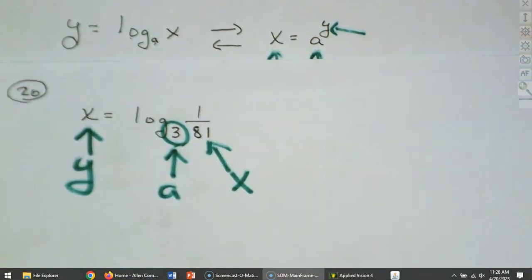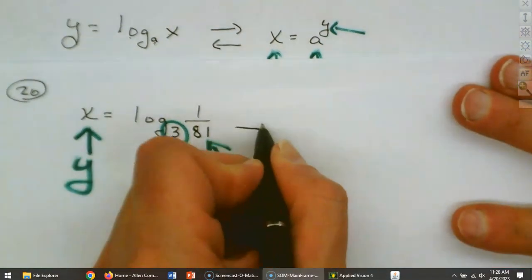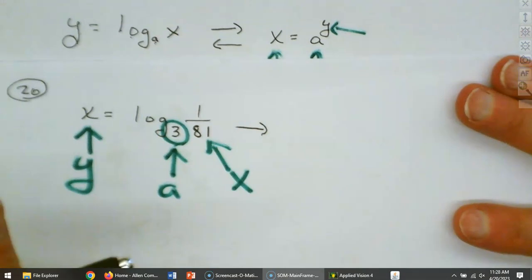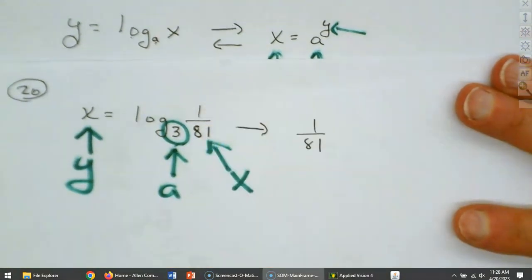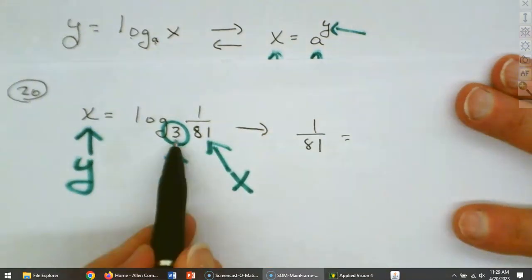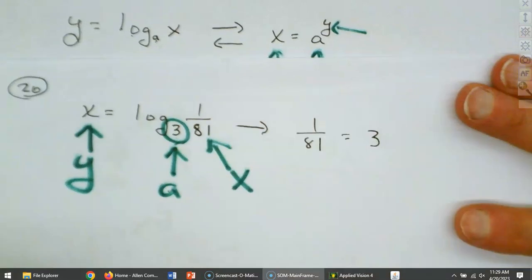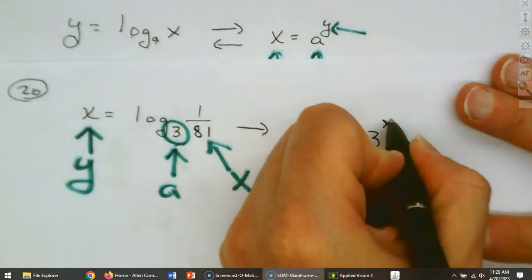So let's follow our conversion formula. And what does that convert into? Well, that now converts into 1 over 81 equals our base 3. So that's our base 3 here. And what is our y? Our y is the x.